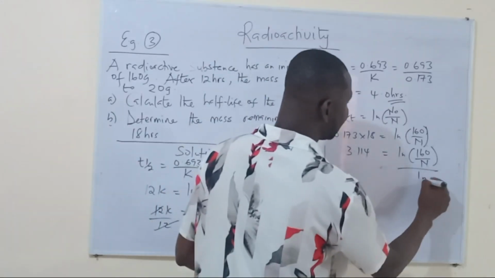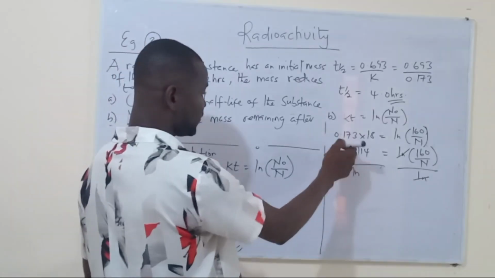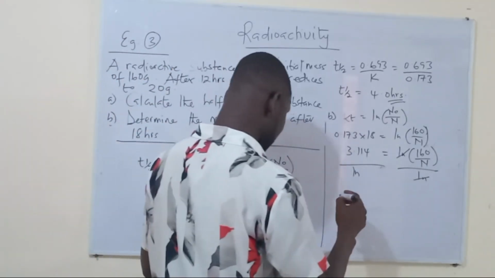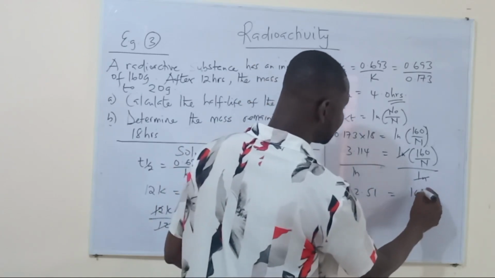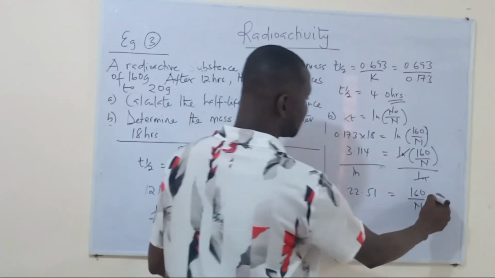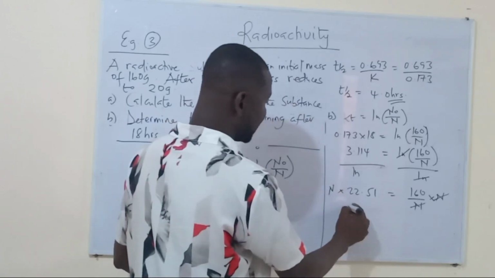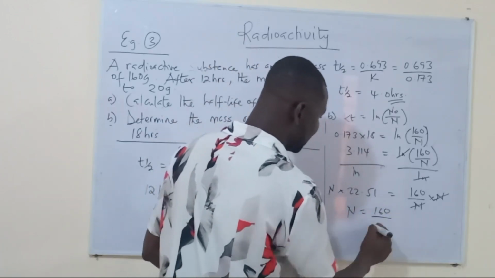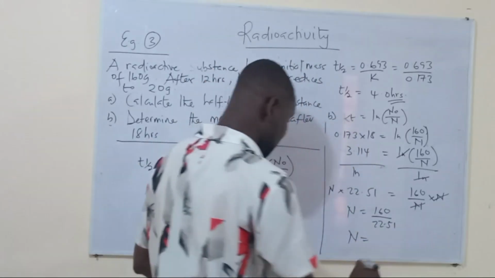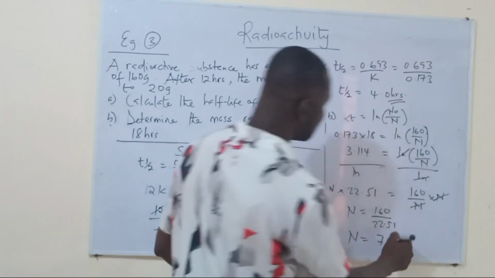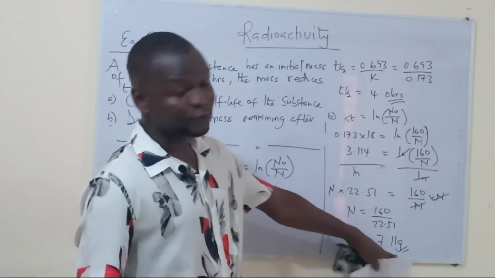So I get 3.114 equals ln of 160 on N. So I find the inverse ln of this value, which gives me 22.51, which is 160 over N. I multiply here by N, this side by N, this cancels. So my N will be equal to 160 divided by 22.51. So N will be 7.11 gram. That means that the mass that will remain after 18 hours is 7.11 gram.